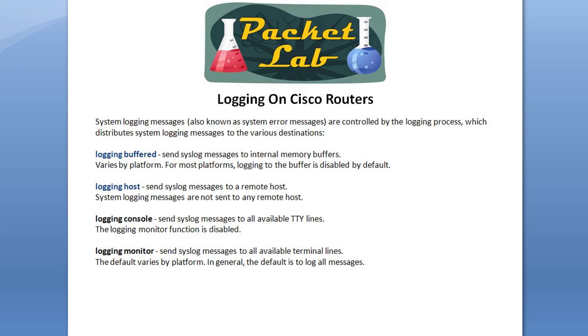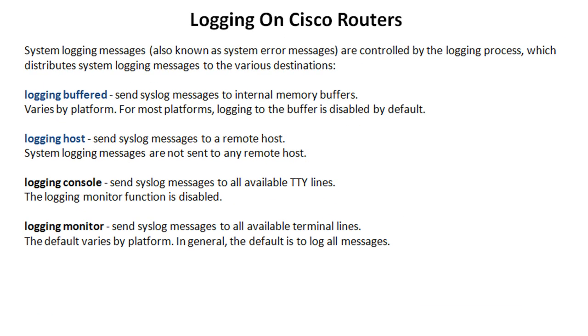System logging messages, or Syslog messages, or system error messages, or just logs, or sometimes they're traps, error messages, whatever you want to refer to them as, are controlled by the logging process in IOS, and that process will distribute these messages to various destinations based on the configuration on your Cisco device. I'm not going to go into a whole lot of detail on the differences between these because there is another lesson that does concentrate on that. I will tell you that the first two here, the ones that are conveniently in blue, are the ones we're going to look at today because those are the ones that you can configure from the SDM.